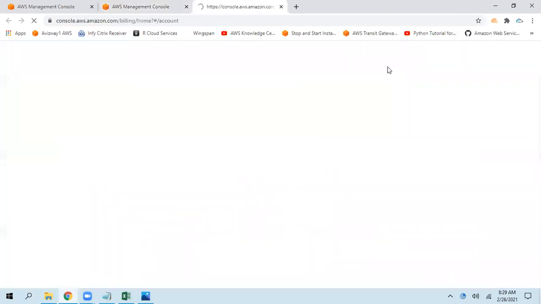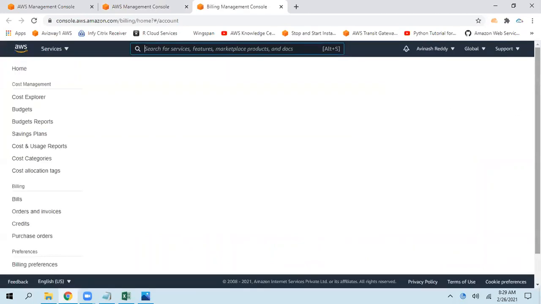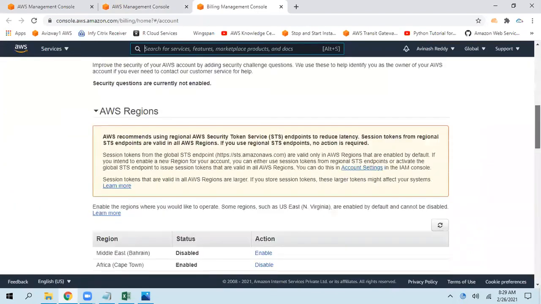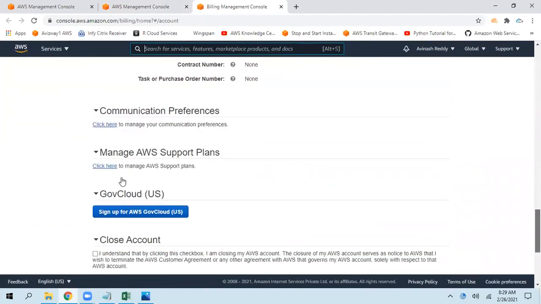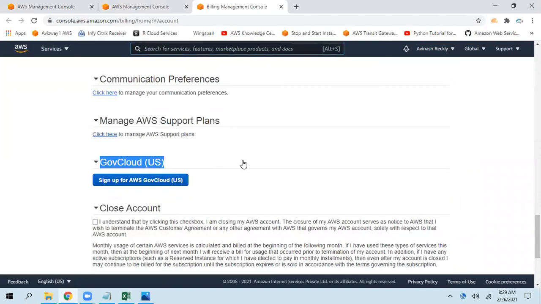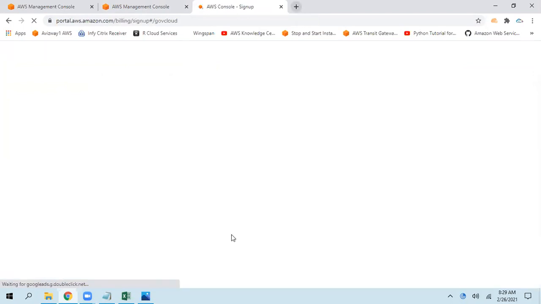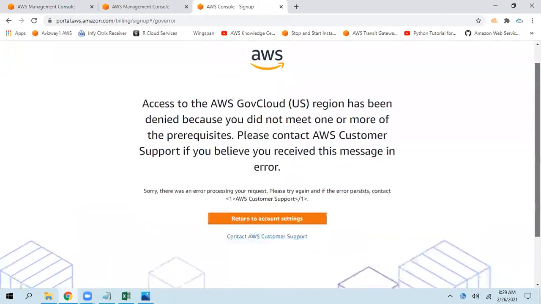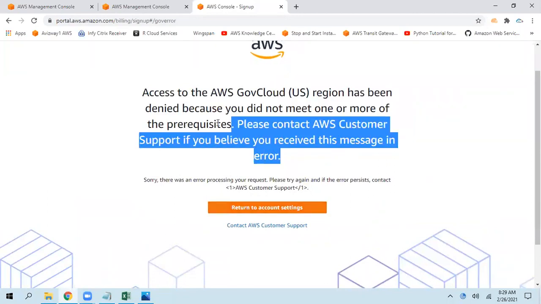Navigate to my account page and scroll down. Whenever you scroll down here, you can find GovCloud. If you want to sign up for those particular 2 regions, sign up for AWS GovCloud. It will verify and tell you, okay, these are the areas you are not matching. You need to contact AWS basically. Okay, return to account. So we are not matching.